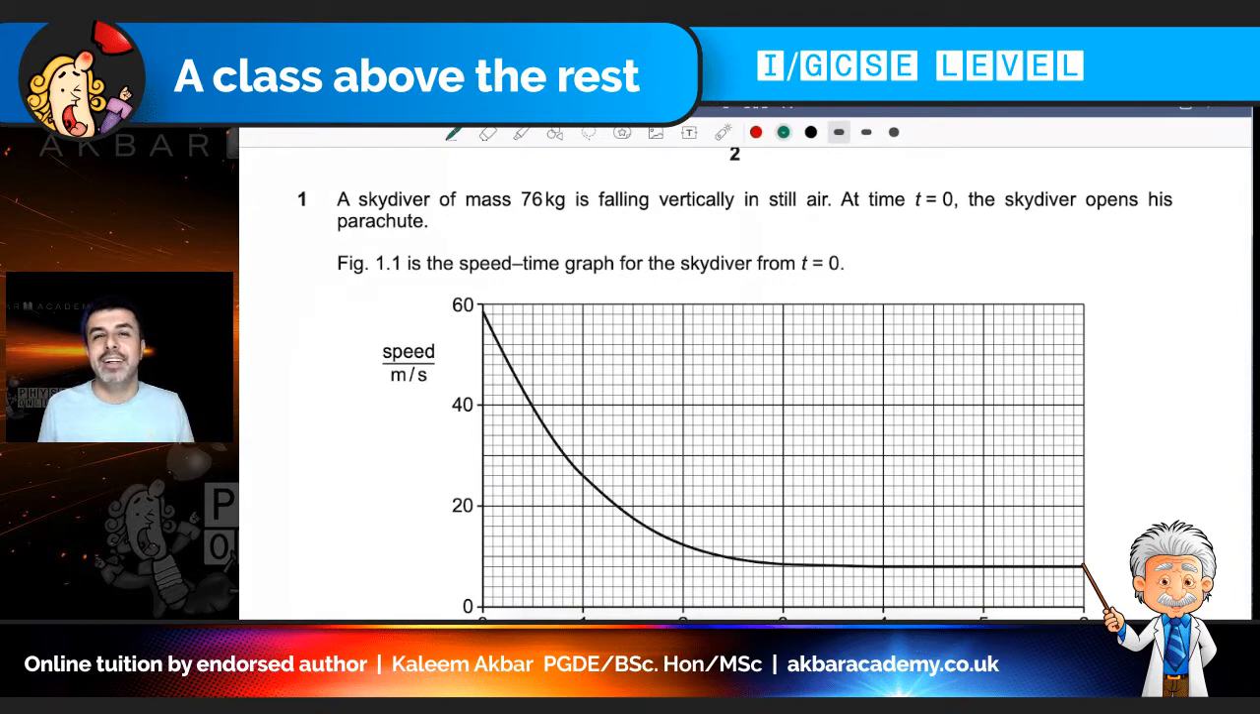Now, the fact that they're saying still air is to try to stop you from bringing in things like wind or talking about any kind of thing like that later on in the question, very likely. So we will look at that later on. So let's get into the actual question itself.